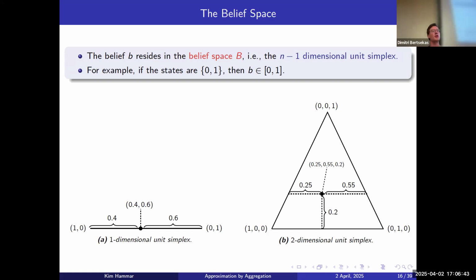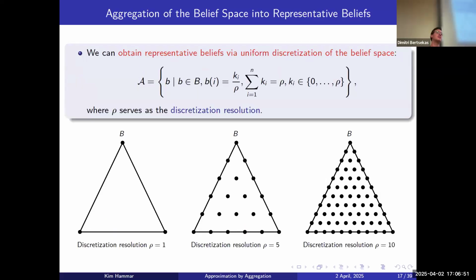That's exactly what we are going to do, by simply discretizing the belief space into a finite set of representative beliefs. Here's a formula for uniform discretization, but this is not a very important formula to remember. You can just note that there is a parameter in the formula called rho, which controls the resolution of the discretization. So it basically controls how many representative beliefs you will have in your set of representative beliefs.